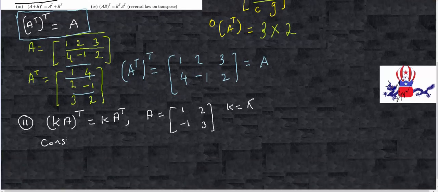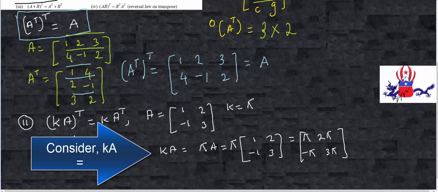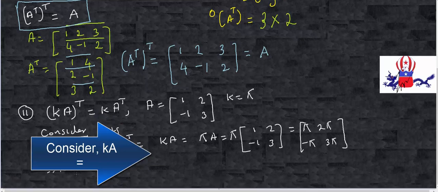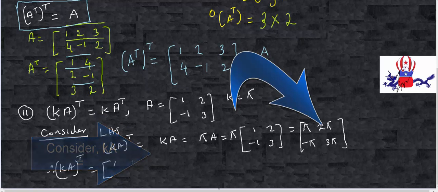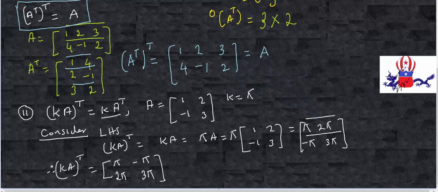So now let me consider the left hand side. First, I need to find what kA is. In this case, it is going to be pi times A, which can be rewritten as pi times [1, 2; -1, 3]. Rewriting it, I would have [pi, 2 pi; -pi, 3 pi]. This has to be transposed. Therefore, (kA) transpose would be as follows.